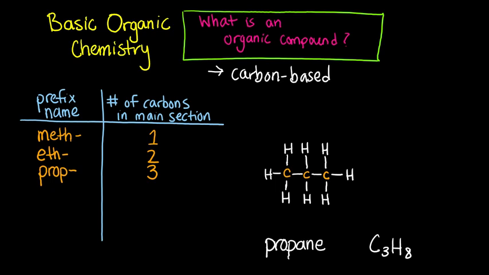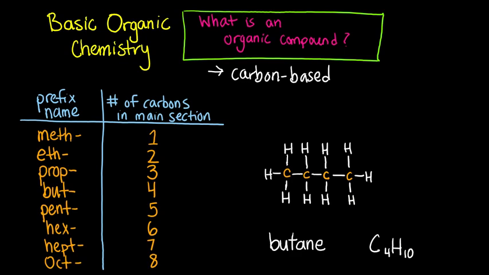The prefix prop means three carbons, so propane, which is a fuel that many people have heard of, is C3H8 for the formula. There are three carbons and 8 hydrogens. The prefix but means four carbons, so butane, which is found in lighters, is C4H10. Some additional prefixes are listed in the table.